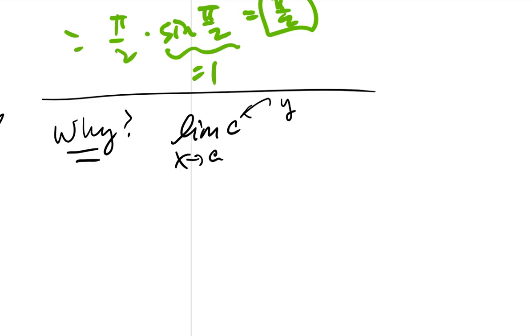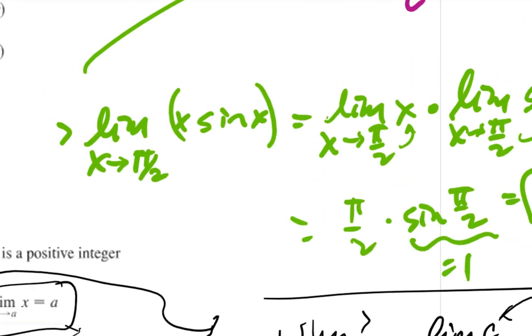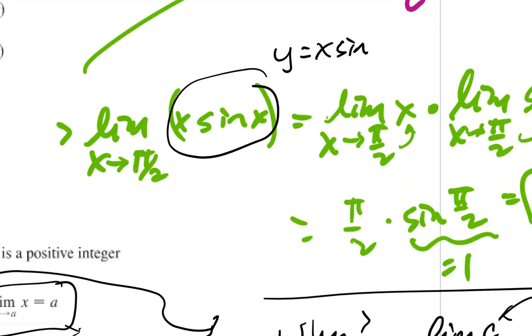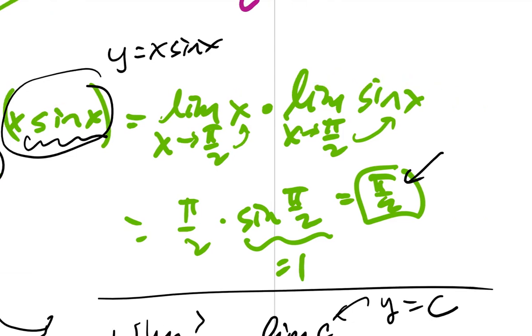Okay, so this is y equals c. Just like over here, this is a function, right? Y equals x sine x. And what the limit is going to give you is the y value of the function as x is, in this case, going to pi over 2. So whatever this looks like, the limit as x goes to pi over 2 will have a value. The y value there will be pi over 2.